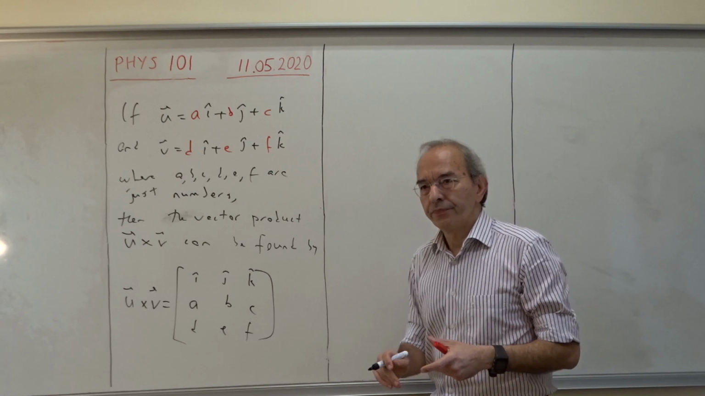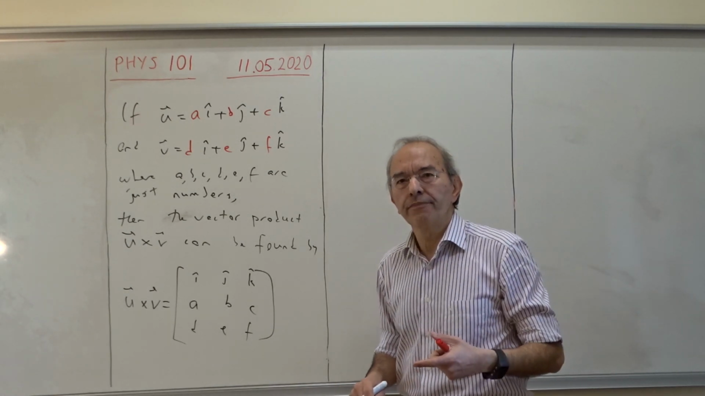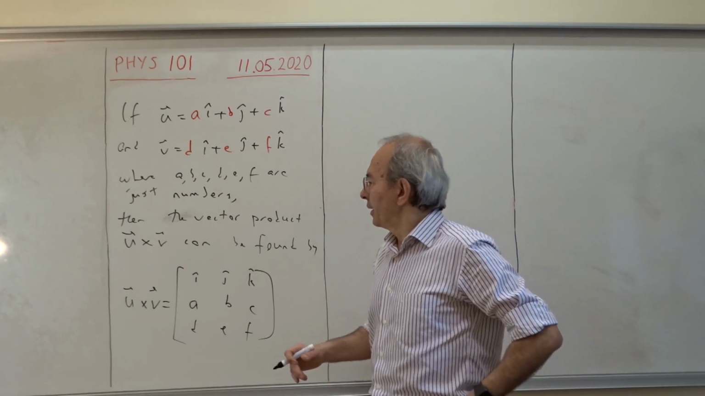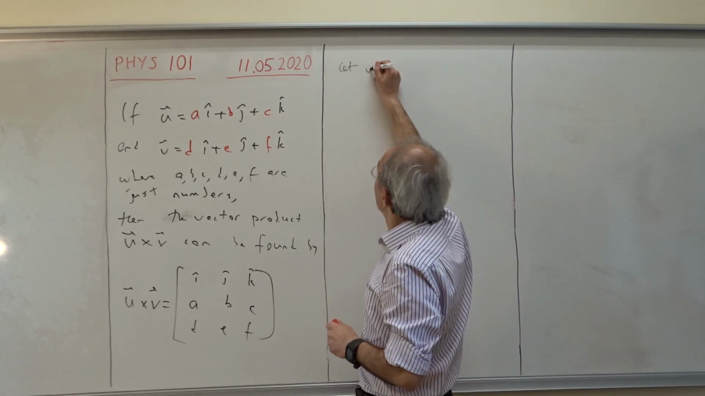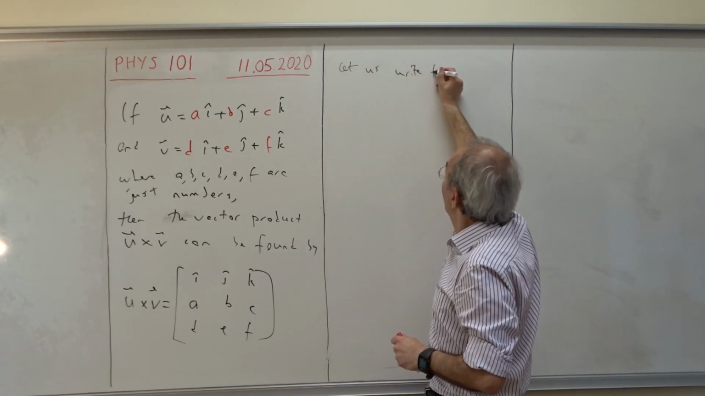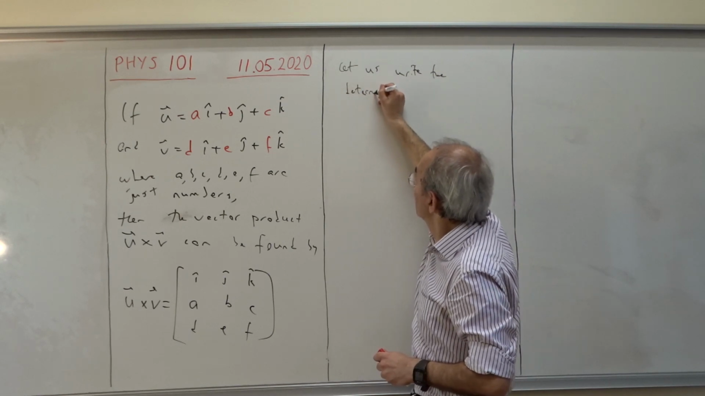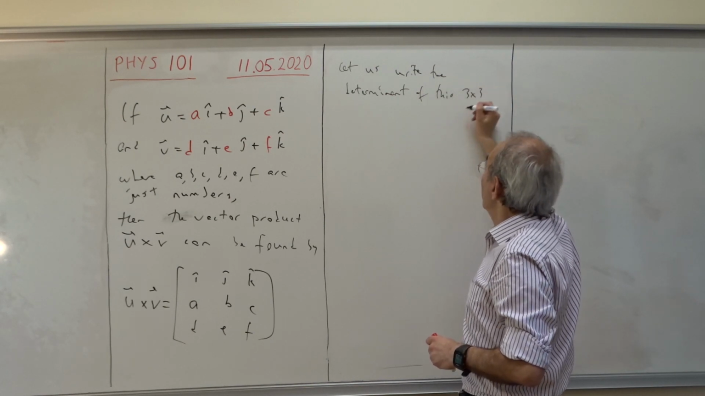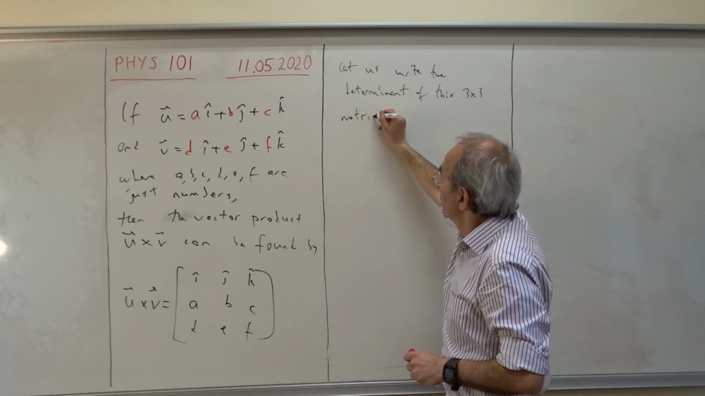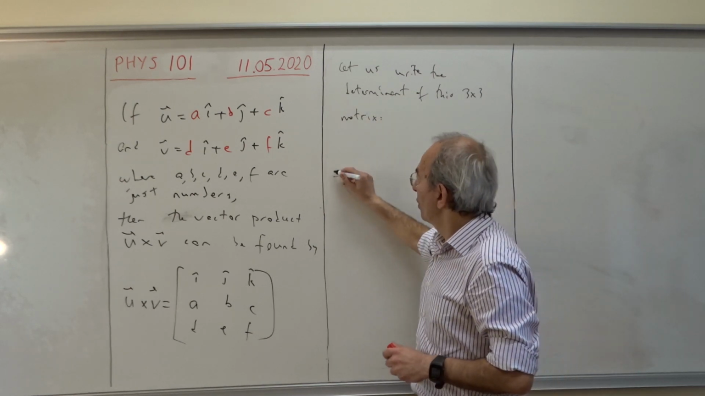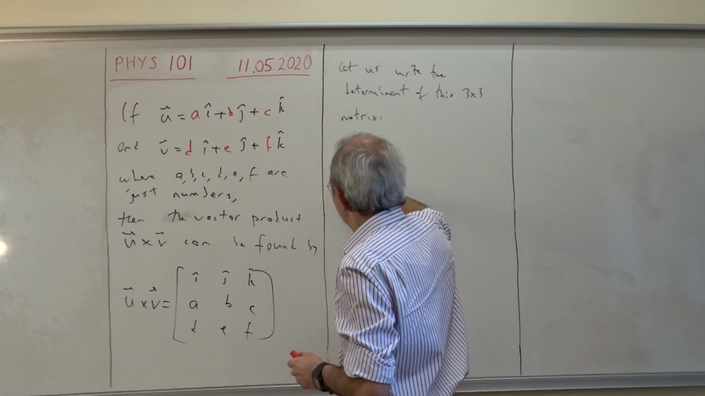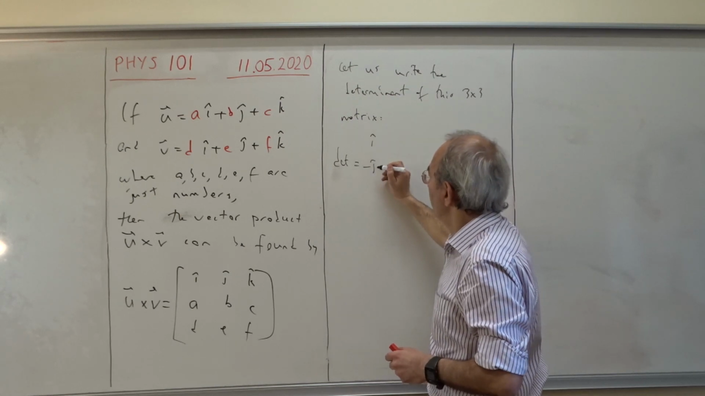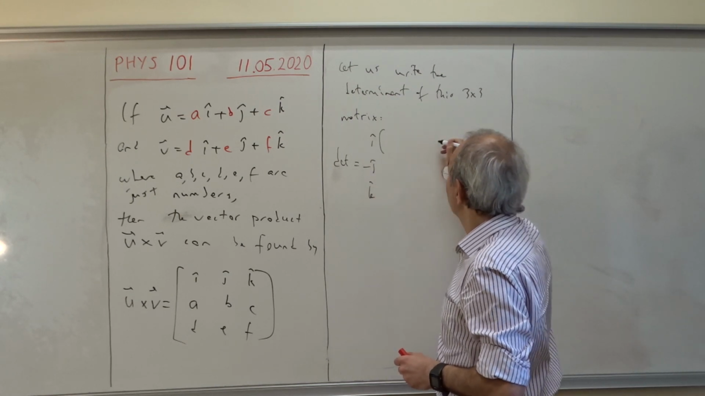And then what do we do? We will take the determinant of this 3 by 3 matrix. Let us write the determinant of this 3 by 3 matrix. So we start with that determinant. We start with vector i, vector j, and vector k, multiplied by.